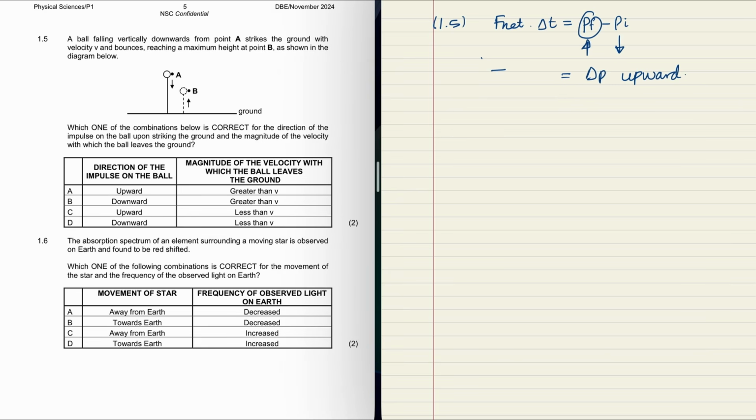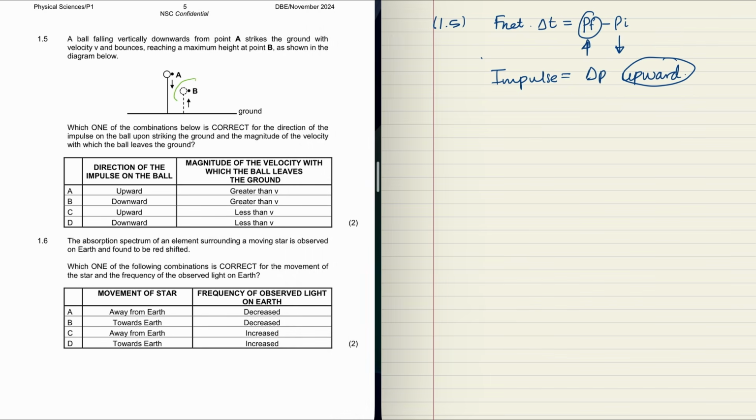So that means the impulse must be upward as well. So we have option A and option C. Then the magnitude of the velocity with which the ball leaves the ground.